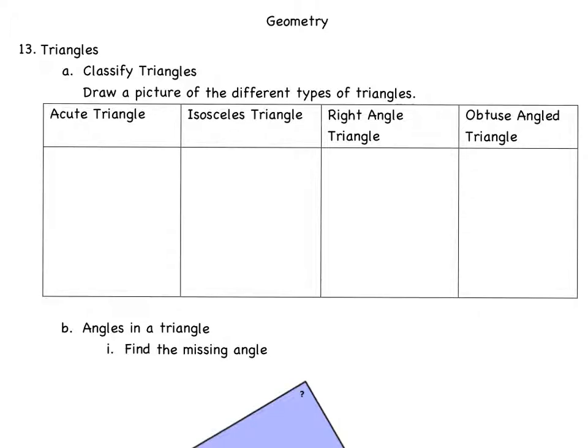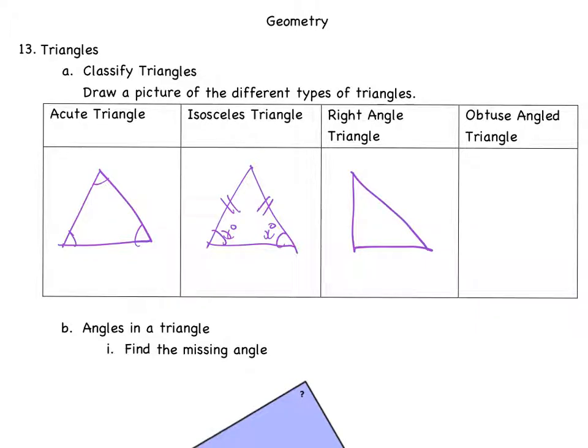So an acute triangle means that all the angles in the triangle would be acute angles, meaning that all those angles would be under 90 degrees. An isosceles triangle would be two of the lines would be the same length and the base angles would be the same angle, would have the same measurement. Right angle triangle means that one of the angles in the triangle would be a 90-degree angle, a right angle. And an obtuse angle triangle would mean that one of the angles in the triangle would be an obtuse angle, meaning between 90 and 180 degrees.